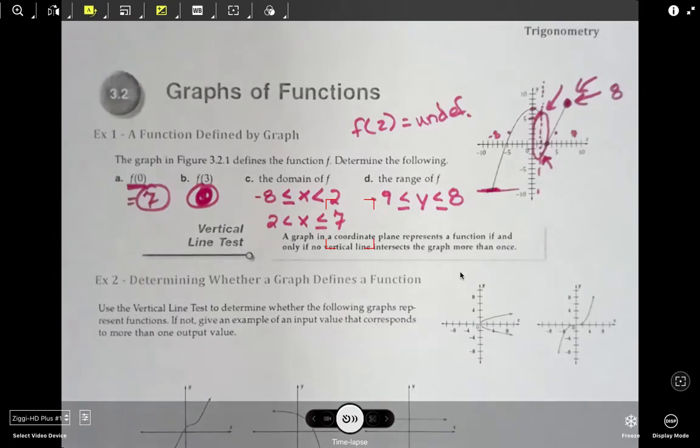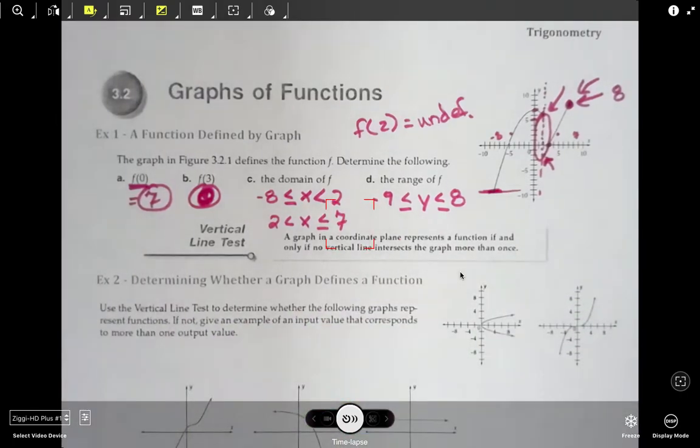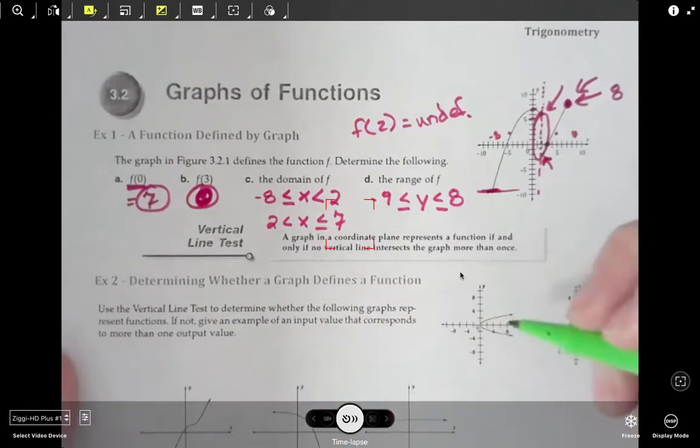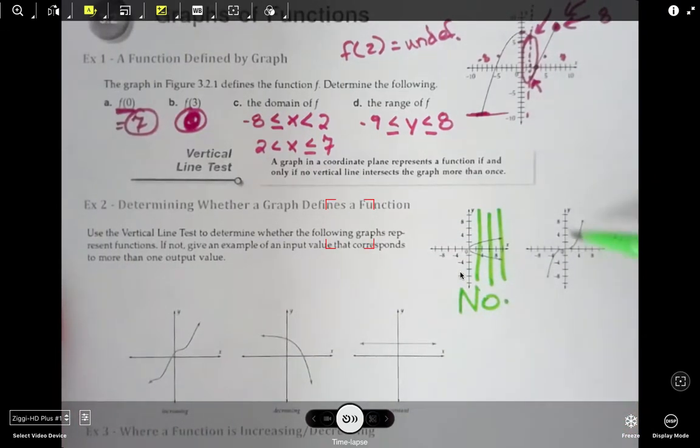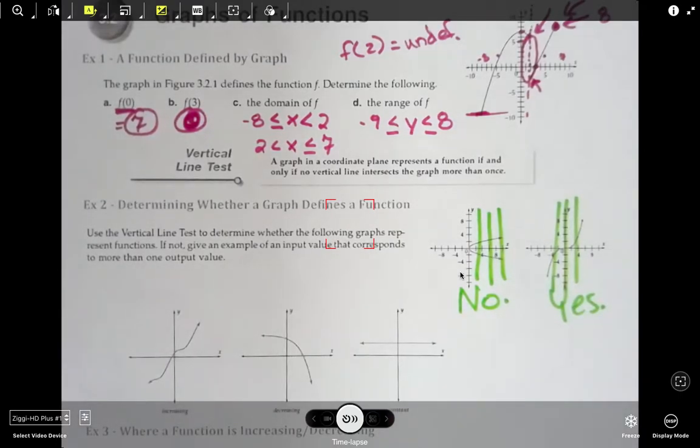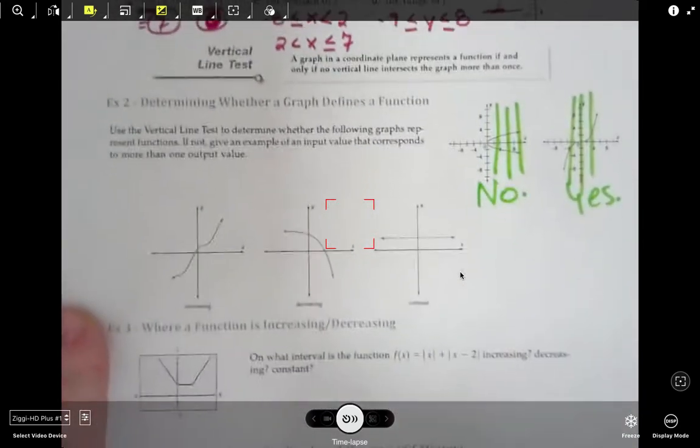Okay. Determine whether the graph defines a function. So over here, vertical line test. This one is a no. This one is a yes, because it's only touching once, so we're okay. Make sense? All right, now they talk about increasing and decreasing stuff.